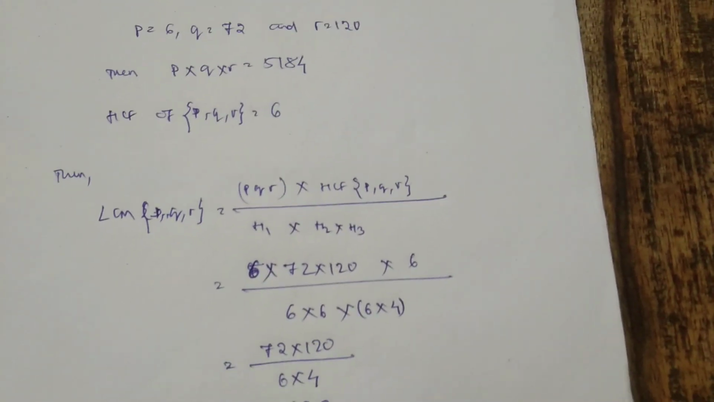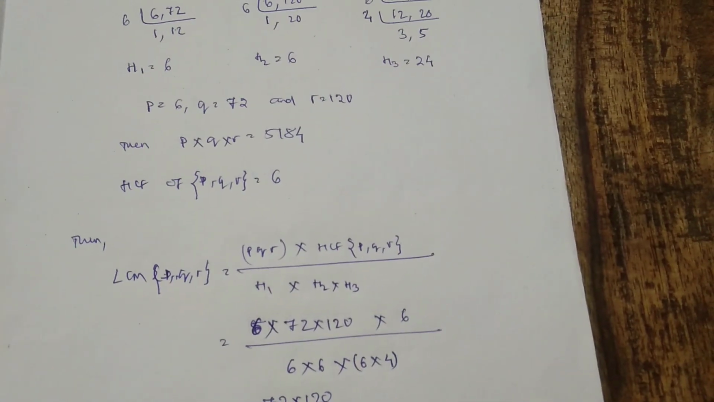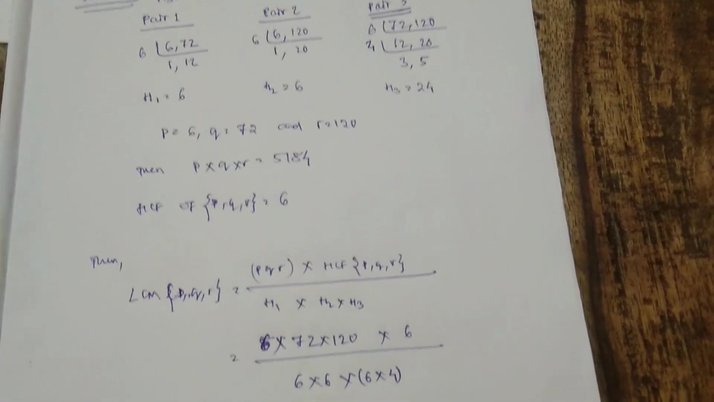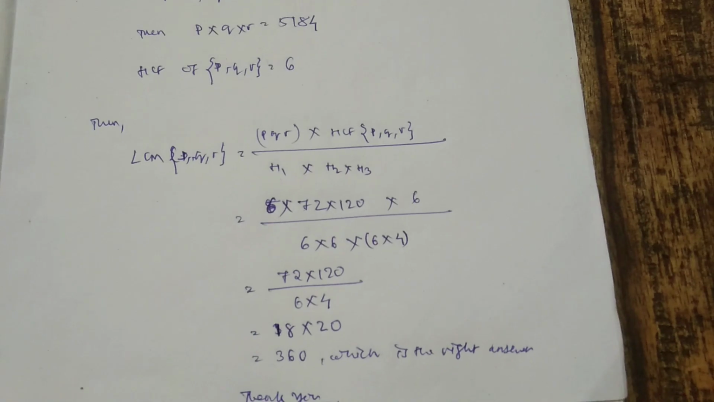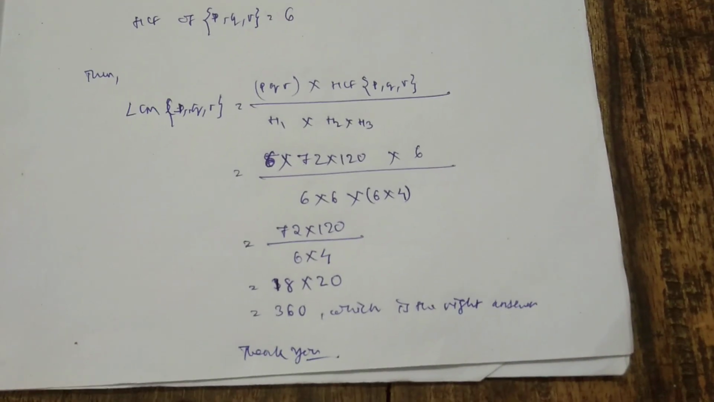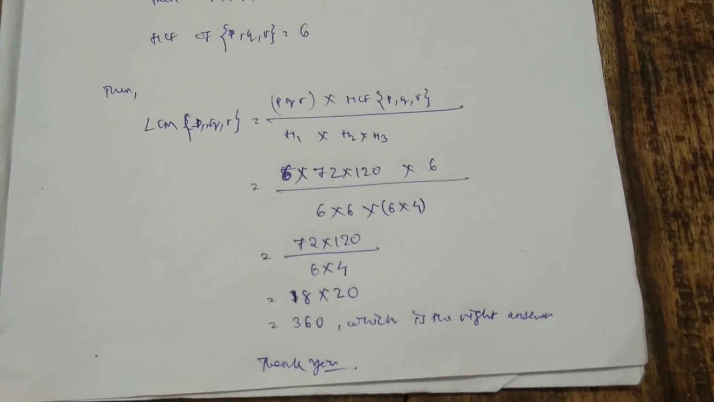H1 equals 6, H2 equals 6 and H3 equals 6 into 4, that is 24. Now on calculating we get 360, which is the right answer.